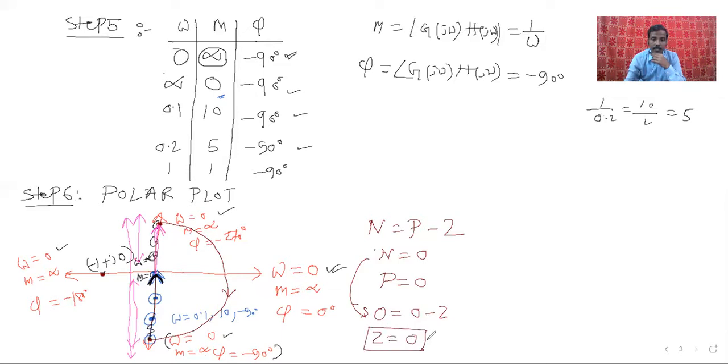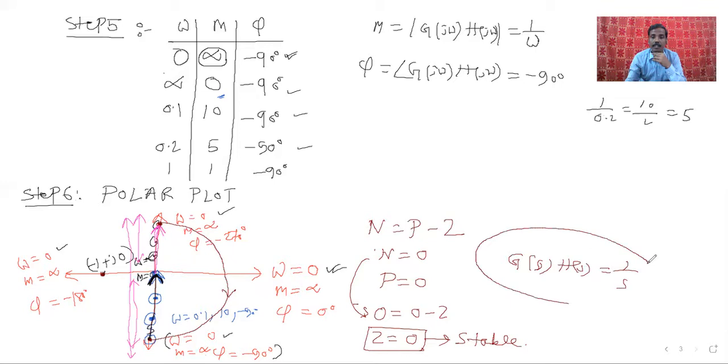That means the system is stable, because if Z has some value, the system will be unstable. In this case, Z equals 0. That's why the given open loop system G(s)H(s) equals 1 by s is stable, or marginally stable, and the closed loop system is also stable.